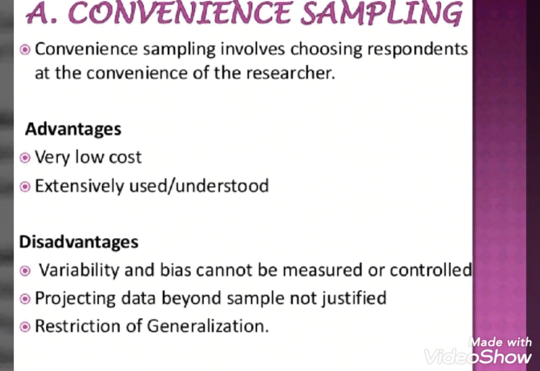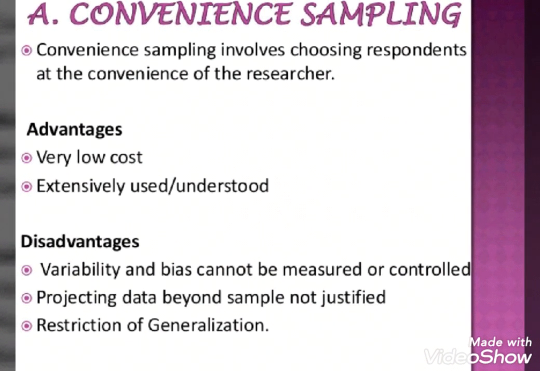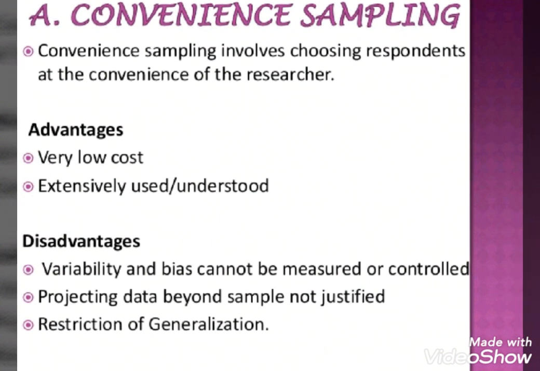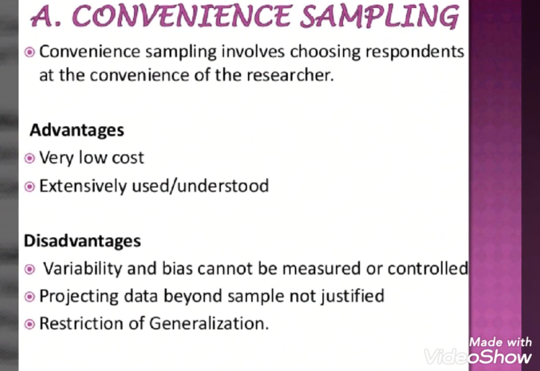Advantages are very low cost, and it is extensively used and understood, so it is not very costly and is very easy to use. Disadvantage: variability and bias cannot be measured or controlled. So you cannot control the bias and variability in your sampling.